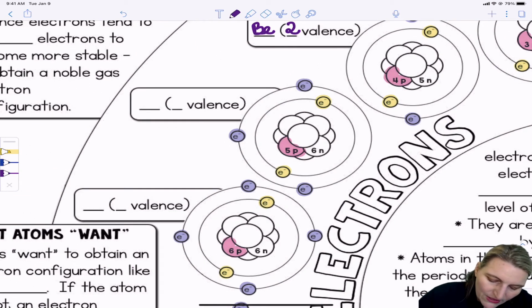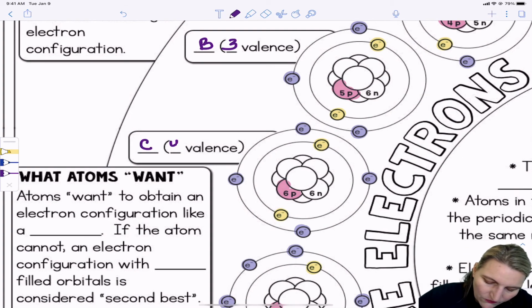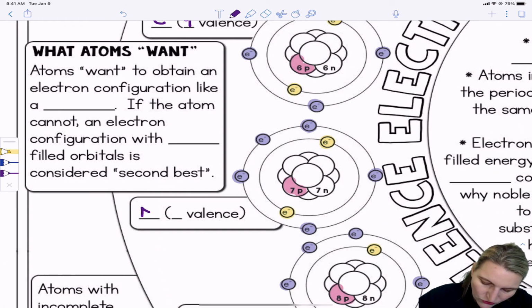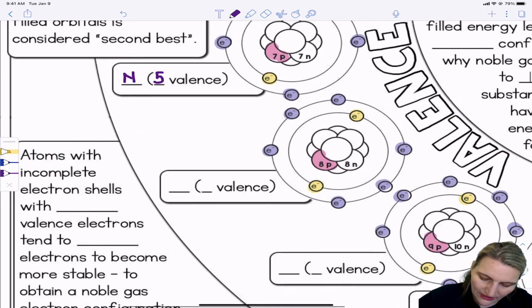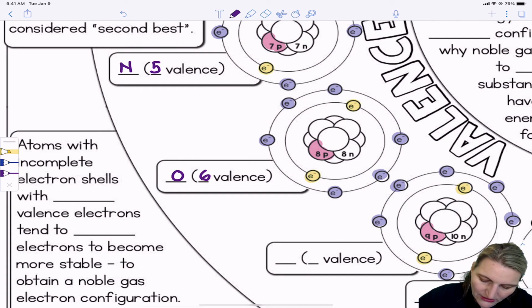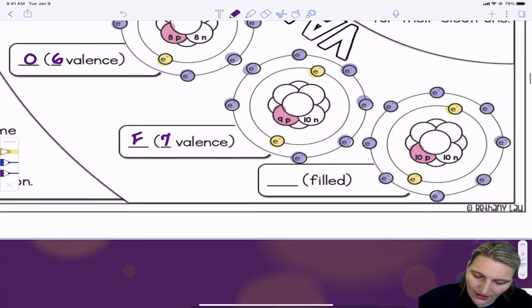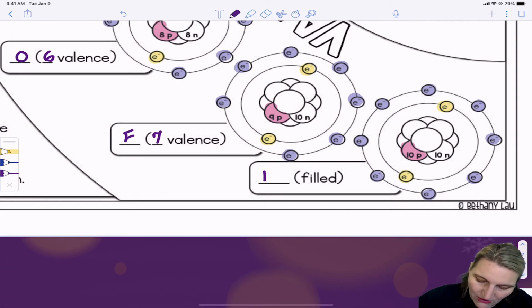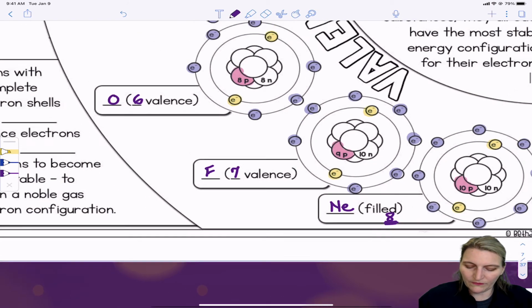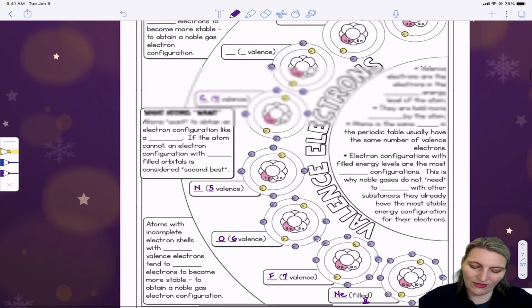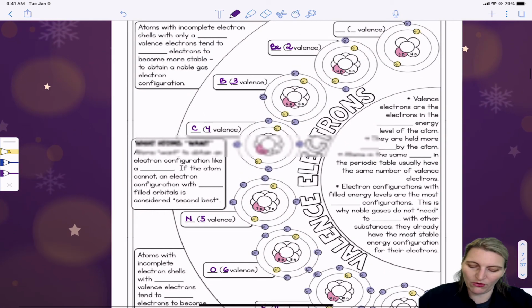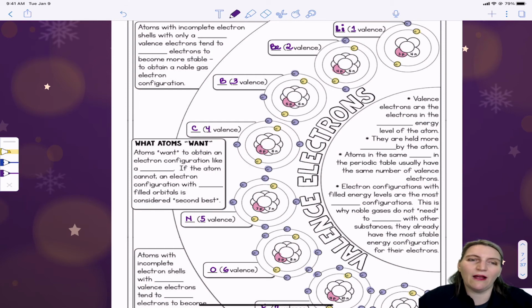Now we have 3 valence electrons, and that would be boron. Carbon has 4 valence electrons. Nitrogen has its 5 valence electrons. Oxygen has 6. Fluorine, my favorite element, has 7. And then at the end, you have neon, which is filled. Every element would be considered filled with 8 electrons, except for a very few. So those are in that first full row across, the second period.